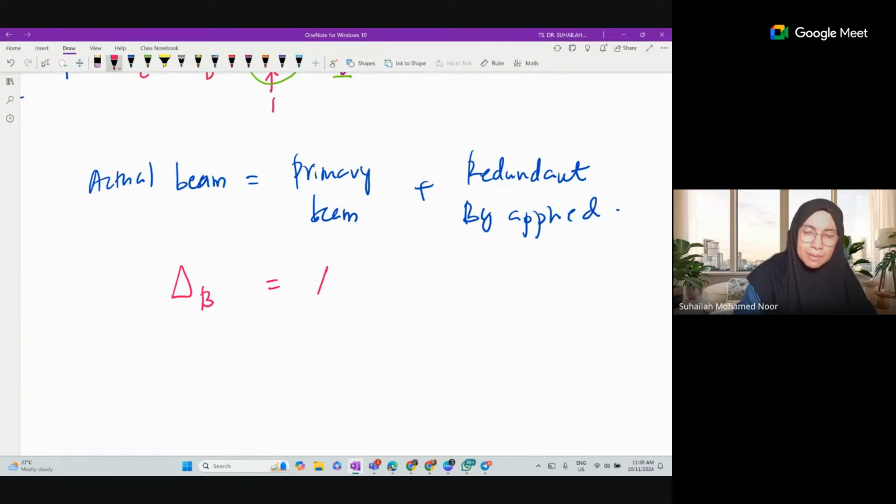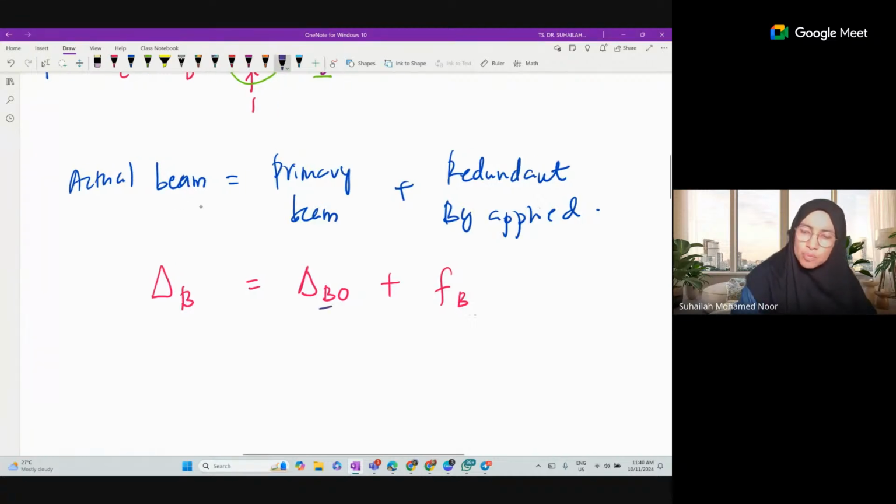And in primary beam, it is delta B naught. We can recognize delta B naught is for primary beam because of the naught symbol. Plus redundant BY applied. So for all redundant systems, the displacement used is F. Later on you will see many kinds of questions. All use F. FBB. Now, it is FB because this refers to position.